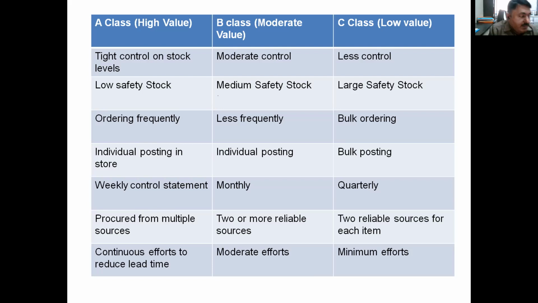Here is just a comparison shown for these various components. Category A, tight control on stock levels. If one complete refrigerator is manufactured, only one compressor is required, so very strict control. Moderate value, moderate control on category B items. And category C, very little control is required. Category A, low safety stock. It is not the case that we will demand chassis in very bulk.